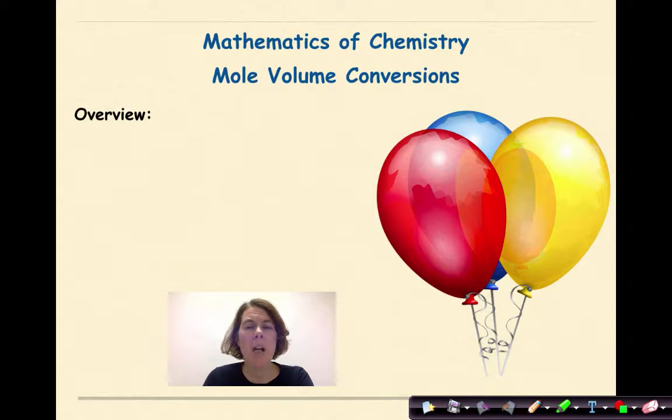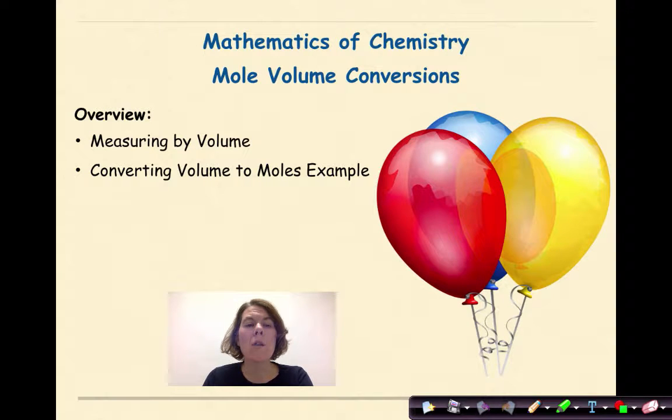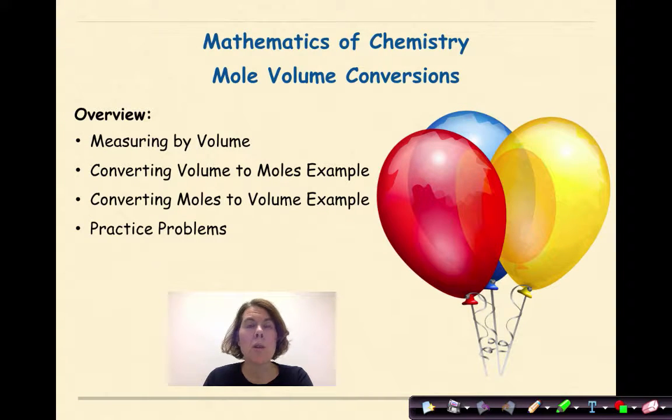Today we're going to be talking about mole volume conversions. Specifically, we're going to be looking at measuring by volume, converting volume to moles examples, converting mole to volume examples, doing some worked practice problems, and finally talking about gas density problems.